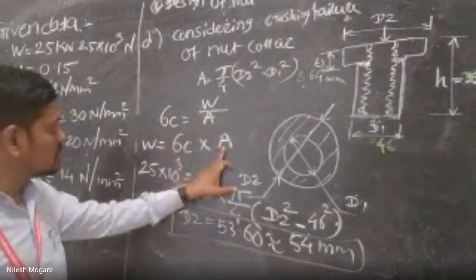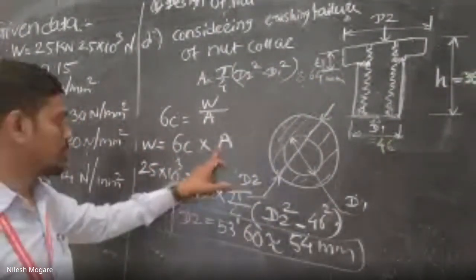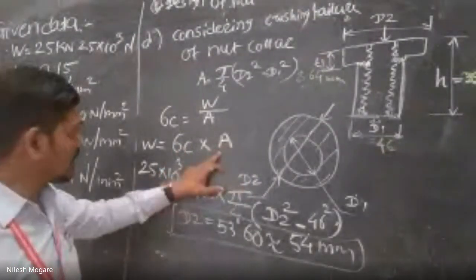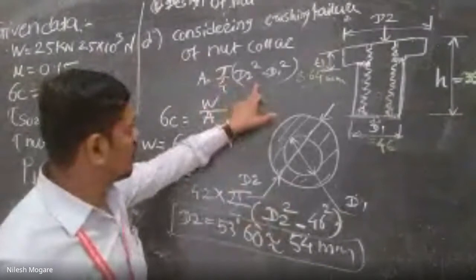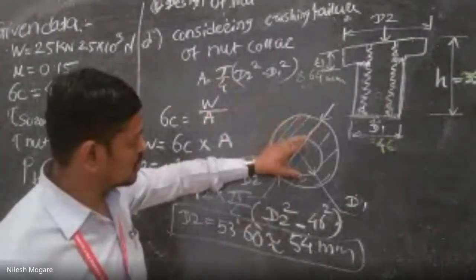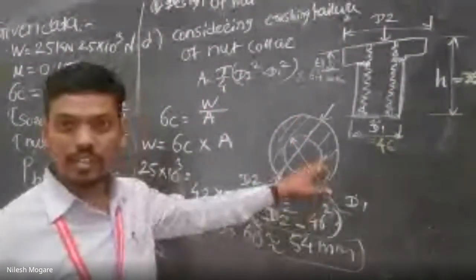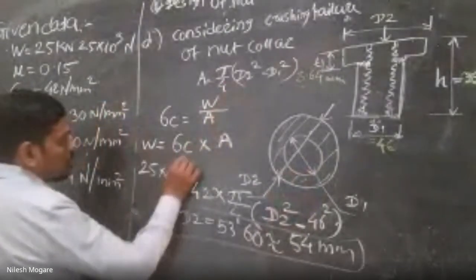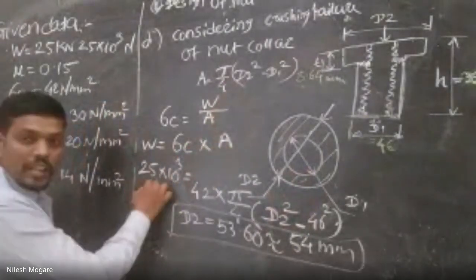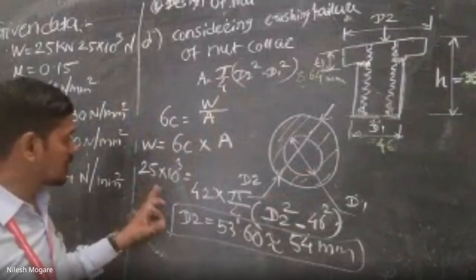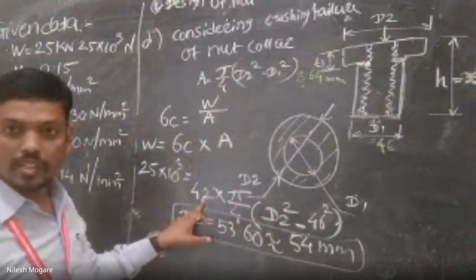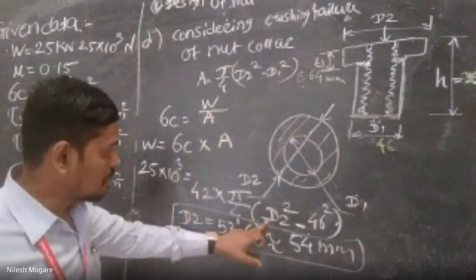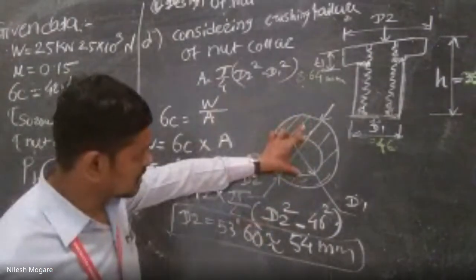W is sigma c into A, that means crushing stress into area. So area is pi by 4, d2 square minus d1 square, that means this much amount of area is the resisting area. So W is sigma c into area. The value of W is known, 25 into 10 raised to 3, into sigma c. Sigma c, the crushing stress, is given as 42 newton per mm square. So pi by 4, d2 square minus d1 square.